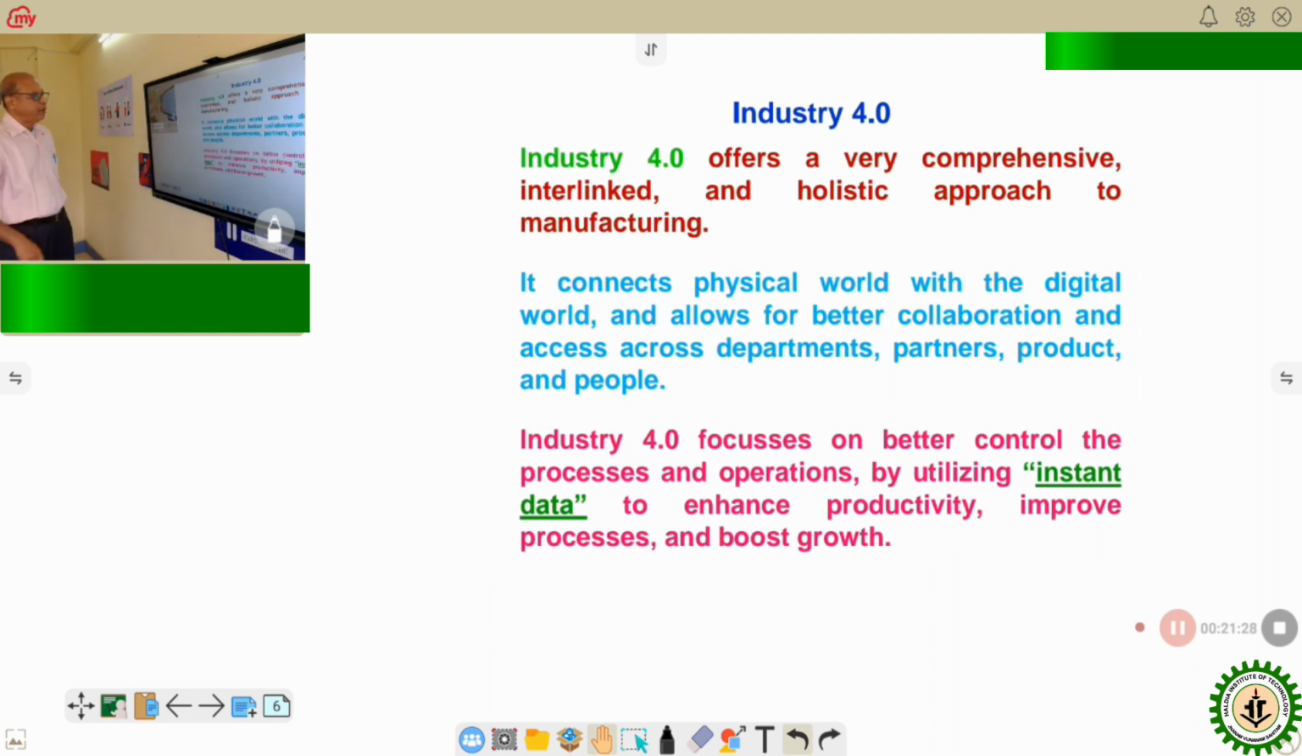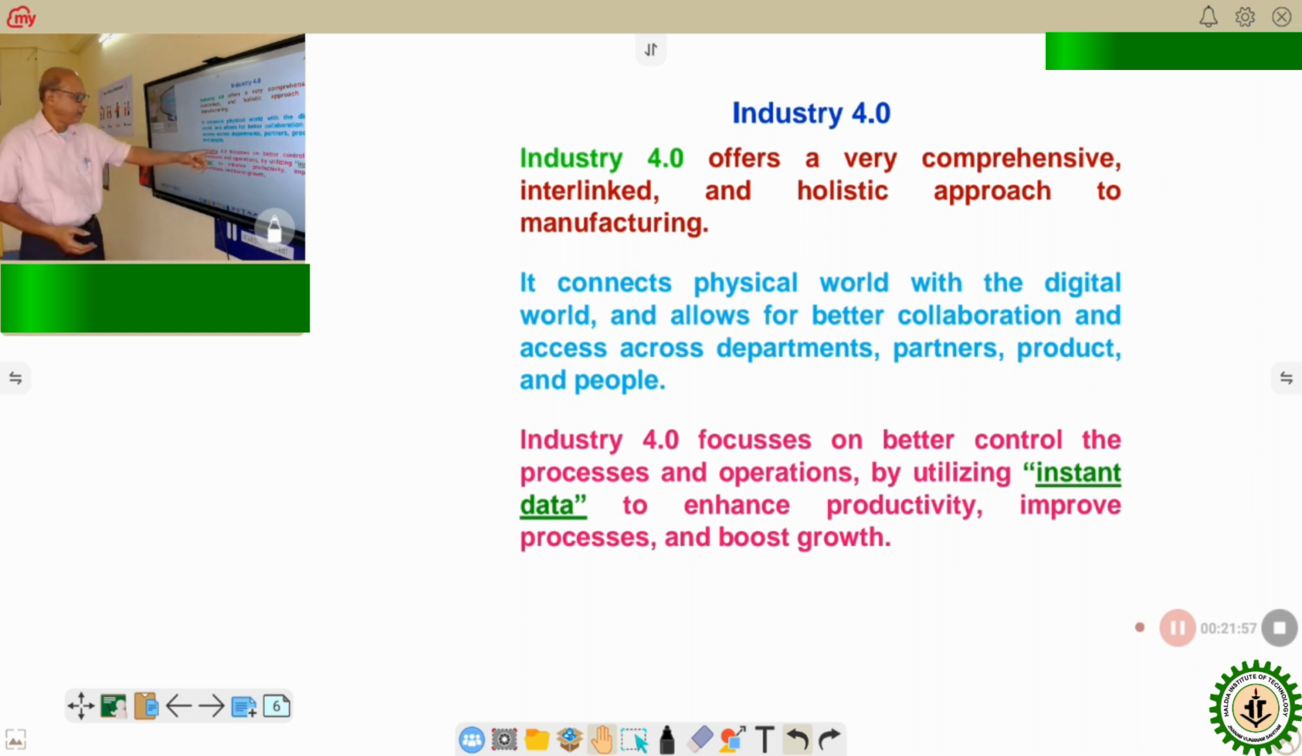So Industry 4.0 offers a very comprehensive, interlinked and holistic approach to manufacturing. That is, all activities under manufacturing should be data driven or data centered, and they should be tightly integrated to the computer network. It connects the physical world with the digital world and allows for better collaboration and access across departments, partners, products and people.